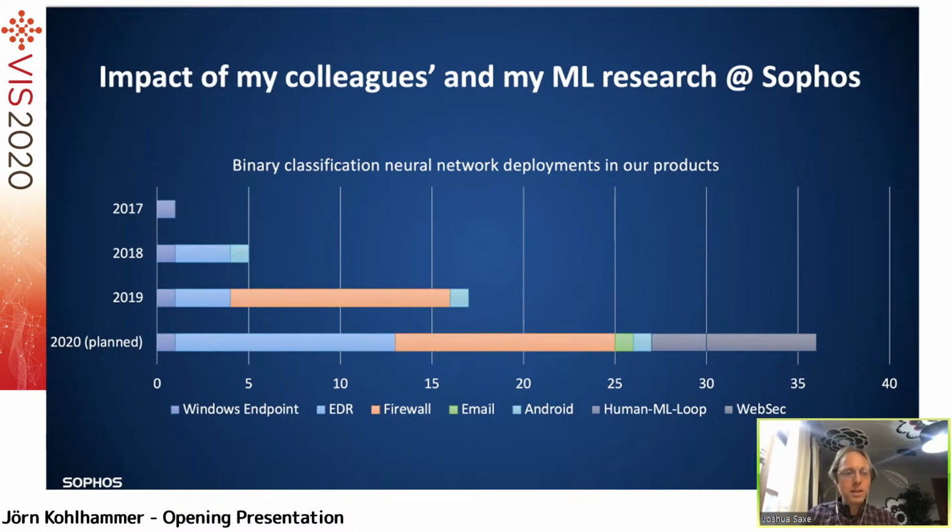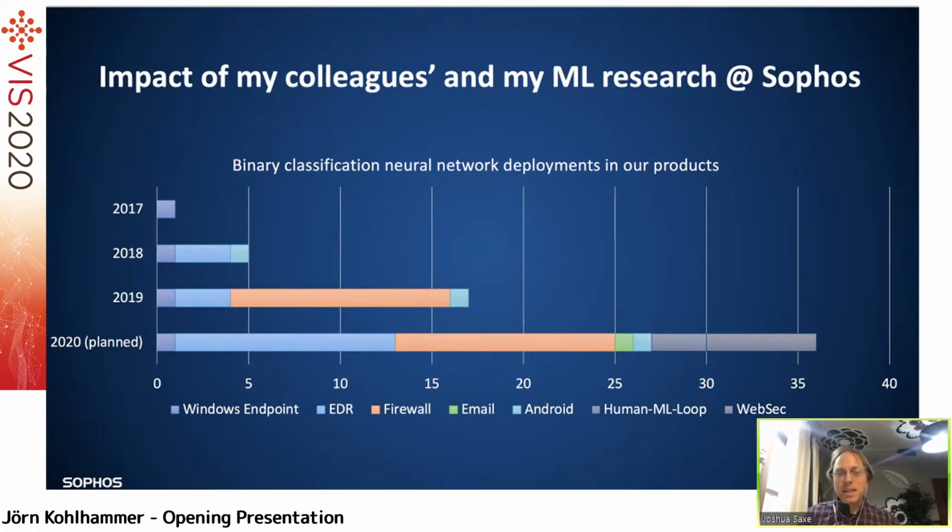So at Sophos, we deployed one machine learning model into our products in 2017. We had 5 deployed in 2018. That shot up to 17 in 2019. And by the end of this year, we'll have about 36 machine learning models in circulation, affecting tens of millions of endpoints and thereby users, detecting tens of thousands of attacks per day. And that feels really good, to go from a creative idea about how to model malware detection to real-world impact on behalf of real people.